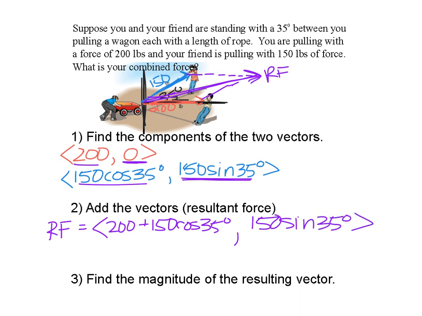Okay, you can simplify those by plugging those into your calculator, but what we're going to do next is find the magnitude of that vector, because we need to find this single force here. And remember, length, force, and magnitude are all synonymous vocabulary terms.